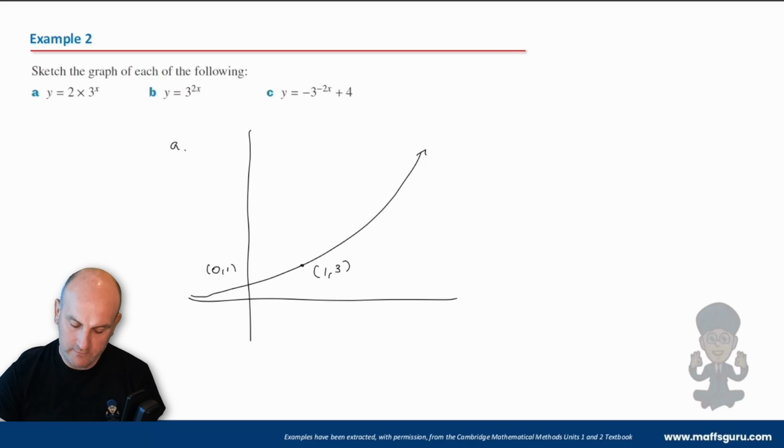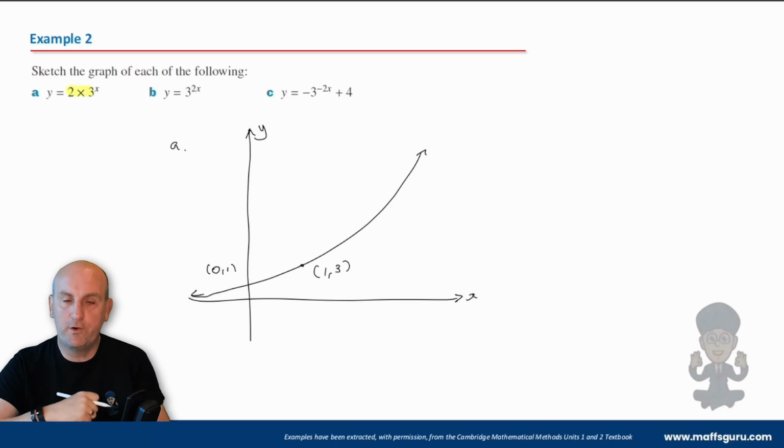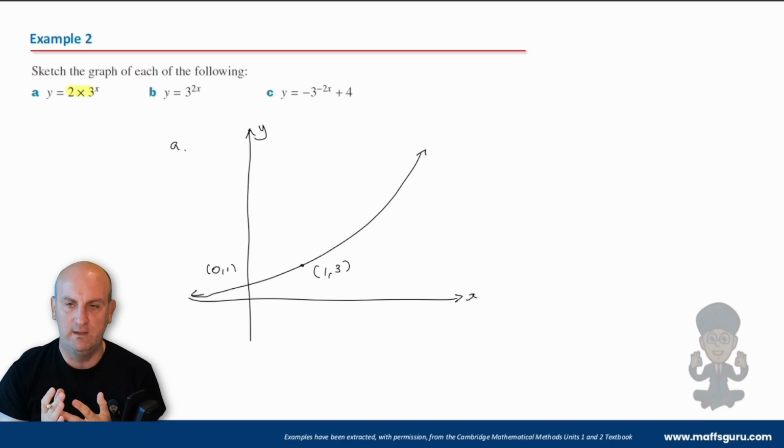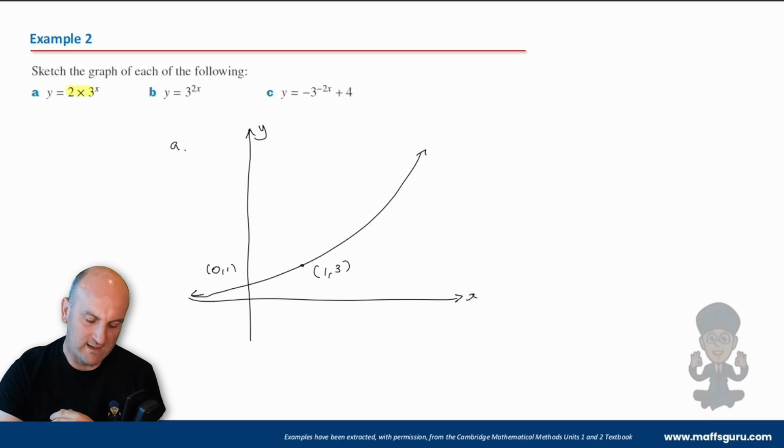I'll have some arrows on here, I'll have y there, and I'll have an x there, because we've got to be accurate, or at least make it look like we're drawing a sketch. And we'd use a pencil and a ruler. Now 2 times, that's okay, because this is a dilation from the x-axis. It will basically double all of my y values. So that now becomes 0, 2, and that becomes 1, 6.